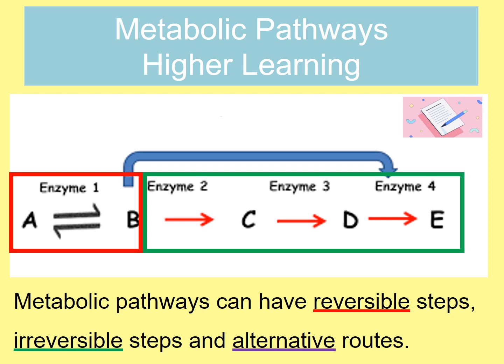Metabolic pathways can also contain alternative routes that allow steps in the pathway to be bypassed. Our alternative route is highlighted in purple, that B can act directly with enzyme 4 and bypass enzyme 2, substance C, enzyme 3 and substance D.